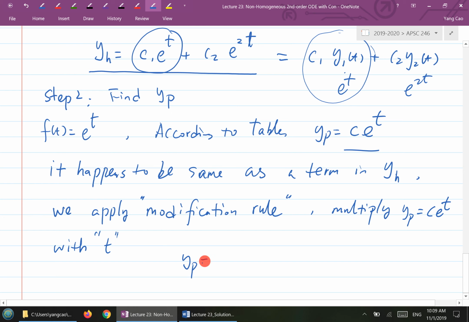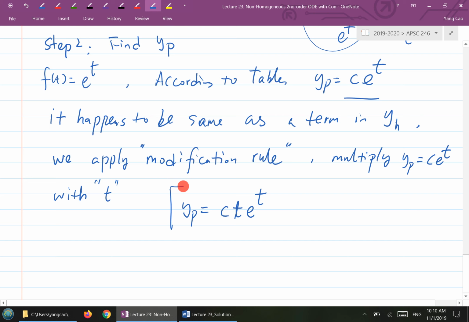So now your yp equal to c times t times e to the power of t. Multiplying by t is to make sure it is different, linearly independent from your original basis solutions in the yh. Okay, so this is our choice of yp.